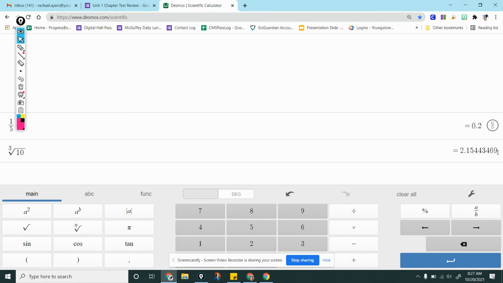Now remember, this is an irrational number. It is not going to terminate. It is not going to end. It is not going to repeat in a pattern. And so this value is a little bit more than 2 and 1/10, but it's still less than 2 and 2/10.